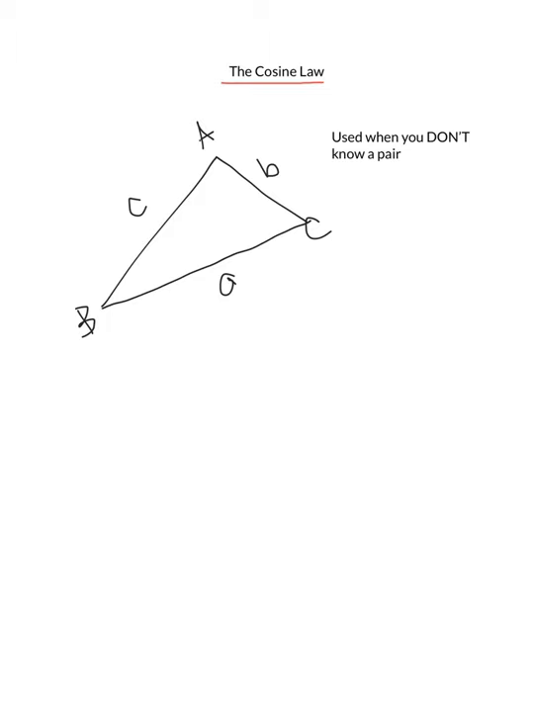Today we're going to be talking about the cosine law. So the cosine law is used when we don't know a pair. There's two formulas that I'm going to be giving you today. They're basically the exact same formula, except we're going to use one if we're trying to find an angle and the other if we're going to try and find the length. The first formula that I'm going to give you is for the length.